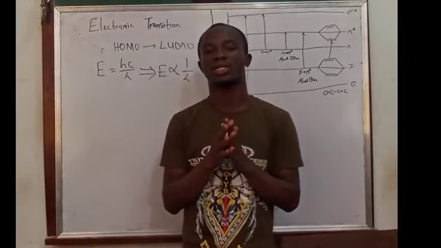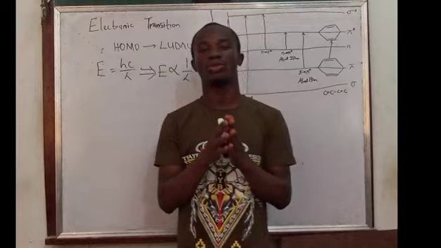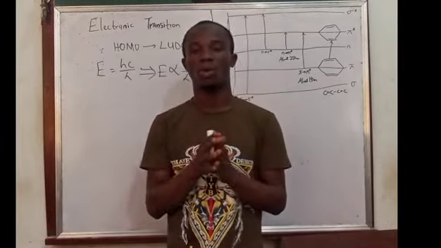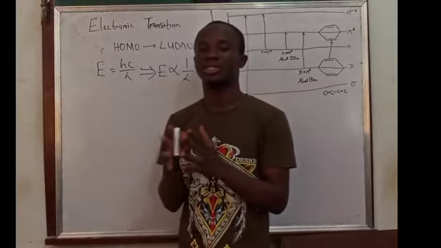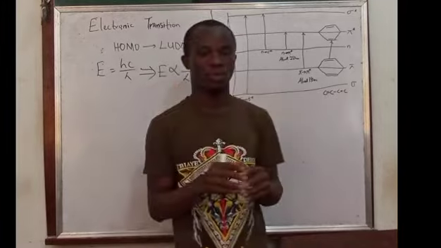So it also implies that if a higher amount of energy is required to cause electron transition from one orbital to another, you need light of lower wavelength. But if less energy is needed for electronic transitions, you need light of higher wavelength.